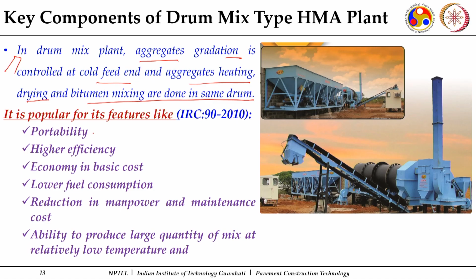Some of the specific features are that portability is good, so it can be placed comfortably, and efficiency is high because continuous production is there, so the rate of production can be higher. It is economical, requires a small space and a small installation cost. Similarly, because capacity is low, fuel consumption is also low. Maintenance is a bit lower compared to your batch mix plant, and relatively large quantities of mix can be produced at a relatively low temperature.